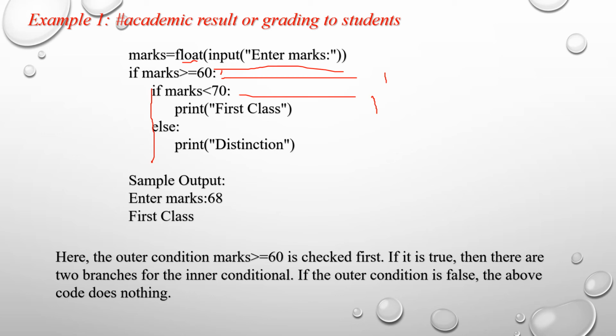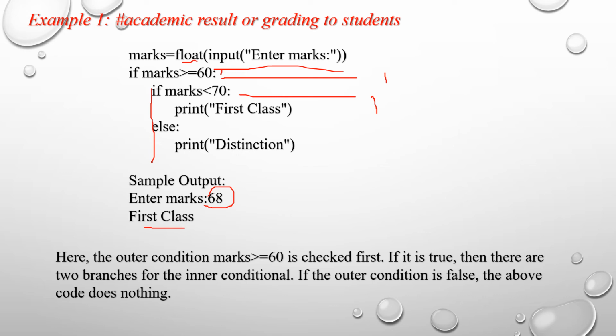The first condition says marks greater than or equal to 60, and the second condition says marks less than 70. For example, you enter marks as 68. 68 is between 60 to 70, so the Python interpreter is going to print first class. Because marks greater than or equal to 60 is true, it goes on to check the second condition. If marks is less than 70, both conditions are true, so it executes first class, else it prints distinction.